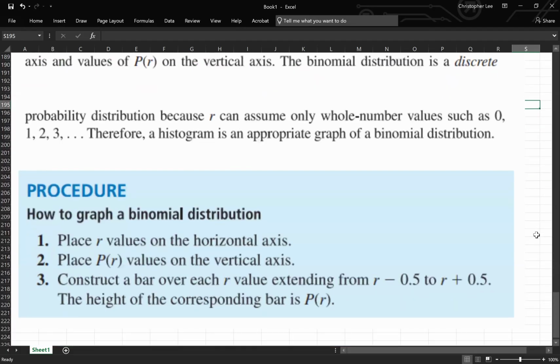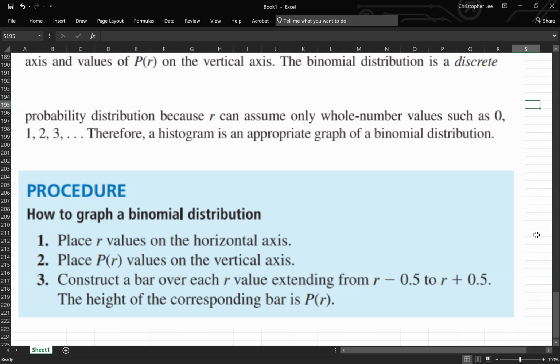So the procedure, how to graph a binomial distribution. You want to place r values on the horizontal axis and the probability of r values on the vertical axis. Construct a bar over each r value extending from r minus 0.5 to r plus 0.5, and the height of the corresponding bar is the probability of r.